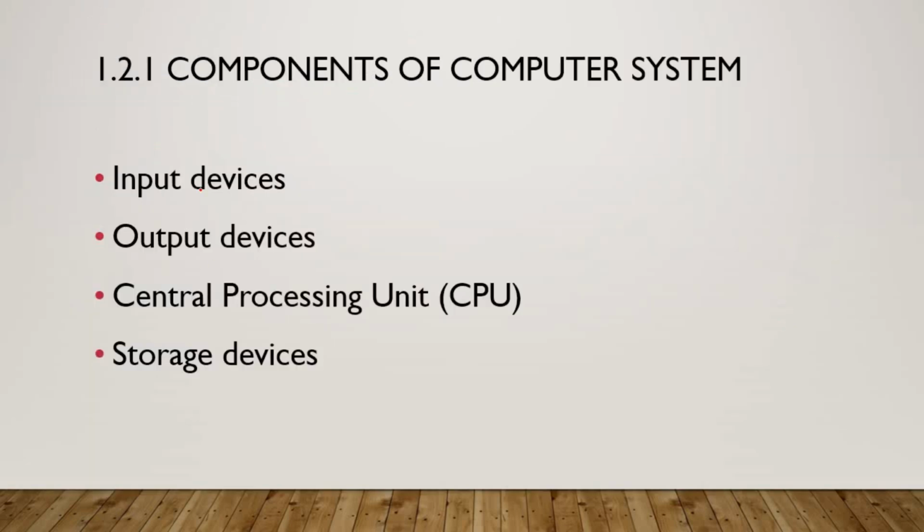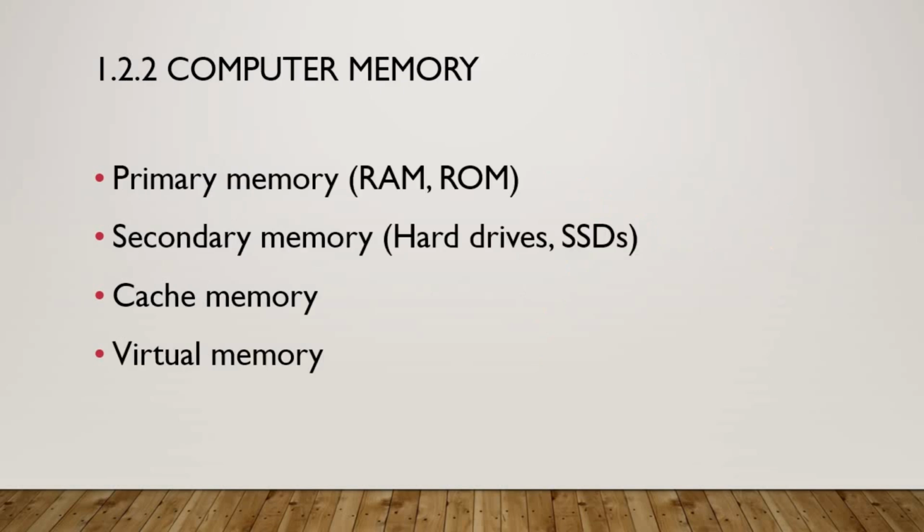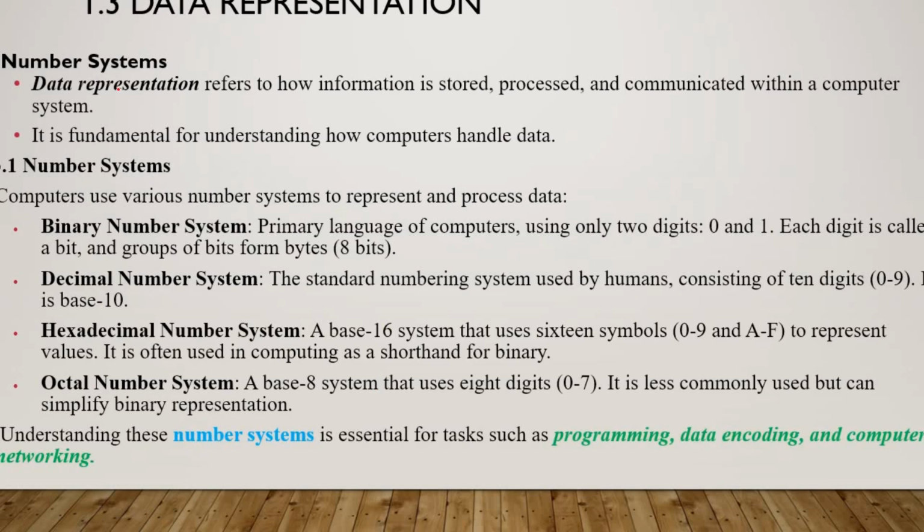So components of computer system, that's what we have said briefly using the diagram. In the computer memory, these are the primary memory, the RAM, the secondary memory. This is what we have said. So the number system is now here. It's a very important thing, the data representation.